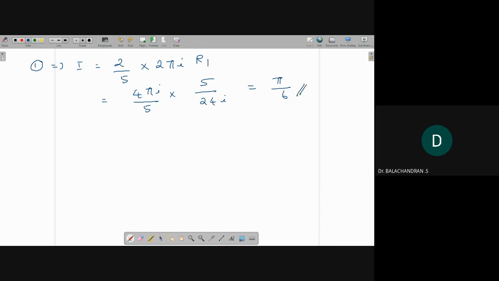So the given problem is the integration over 0 to 2 pi d theta divided by 13 plus 5 sine theta is equal to pi by 6.